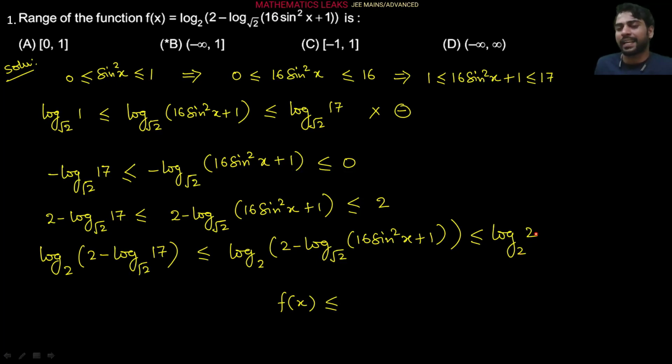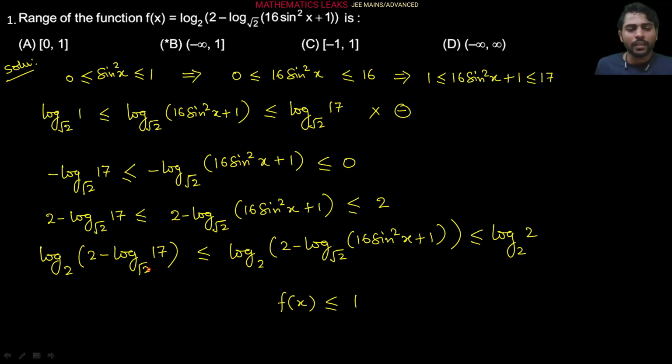Means base and argument both are the same here for the logarithm. So its value will be what here? 1. You know this thing. So f of x will be less than or equal to 1. This quantity is resolving to 1. Correct? And here, if you see logarithm base root 2 of 17.